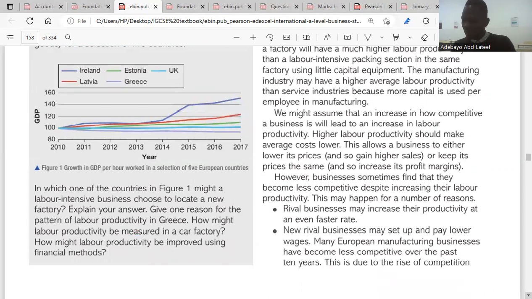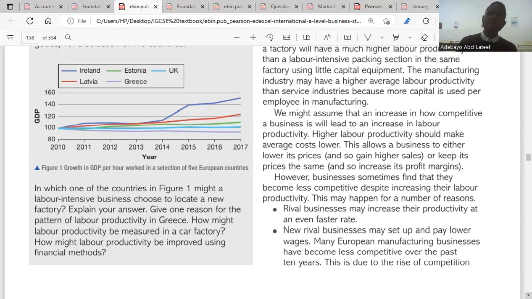Then we go to the measurement of labor productivity. Here they said, we might assume that an increase in our competitive businesses will lead to an increase in labor productivity. High labor productivity should make average costs lower. This allows the business to either lower its price and so gain higher sales, or keep prices the same and so increase its profit margin.